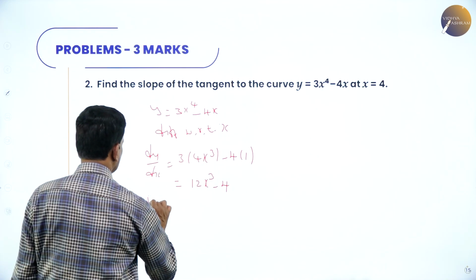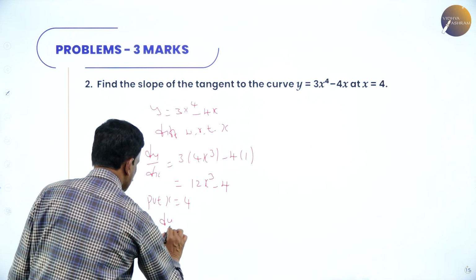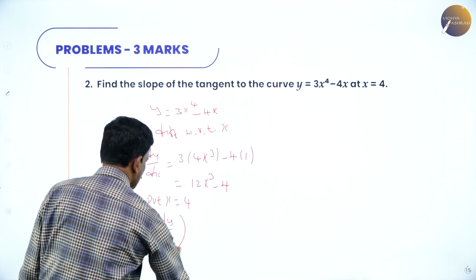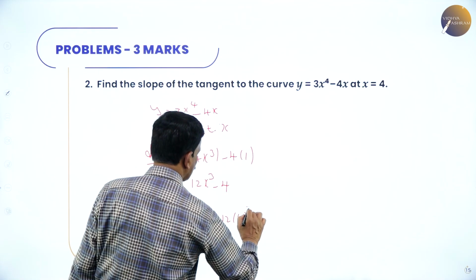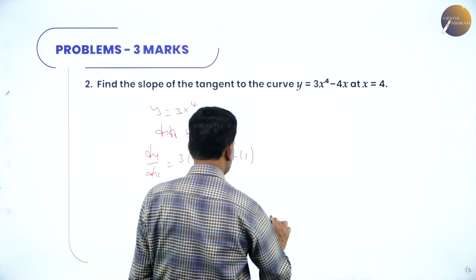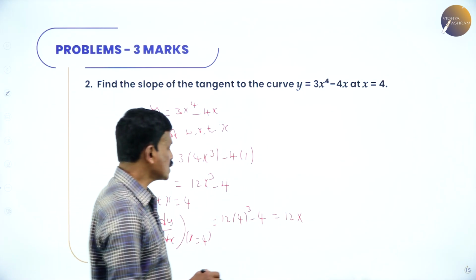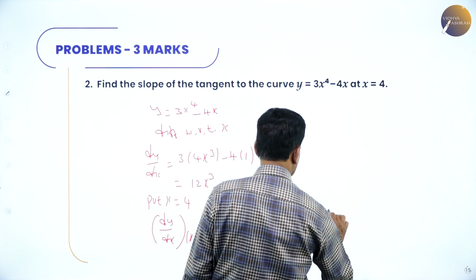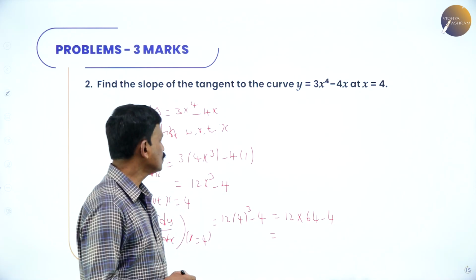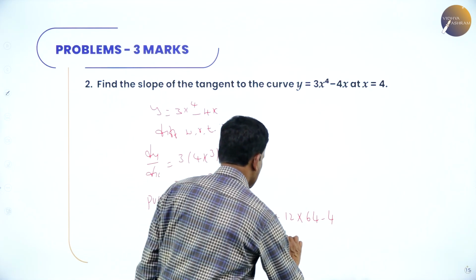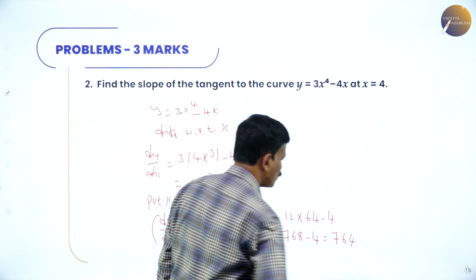Now put x is equal to 4. Then you will get dy by dx at x is equal to 4. That is 12 into 4 cube minus 4. That's equal to 12 into 4 cube. 4 fours are 16, 4 sixteens are 64, minus 4. So what is this equal to? Simplify this. 12 into 64 is 768, minus 4. That's equal to 764. That's it.